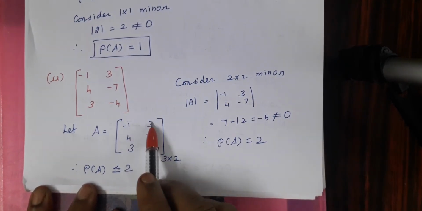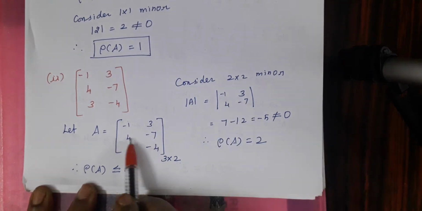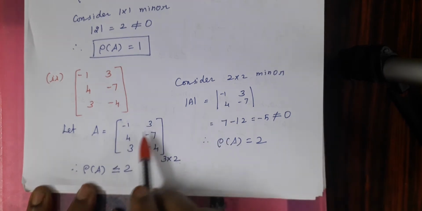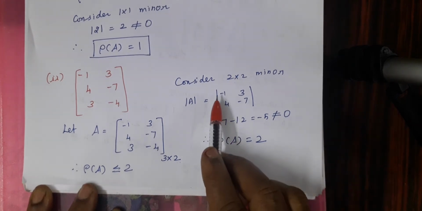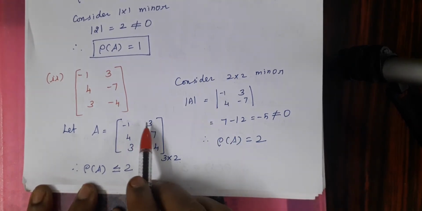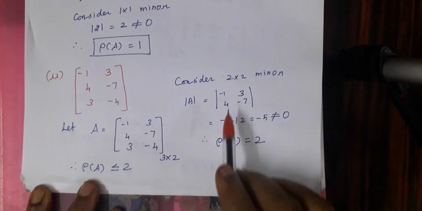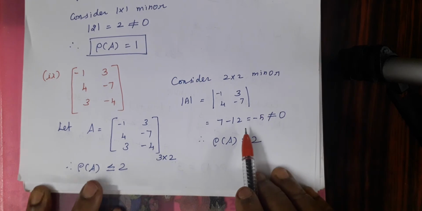You take any box, like minus 1, 3, 4, minus 7, or 4, minus 7, 3, minus 4, or minus 1, 3, 3, minus 4. Take any of the 2 by 2 minors. So what is the determinant value? Write it: I will take the first, minus 1, 3, 4, minus 7. So 1 times 7 is 7, 4 times 3 is 12, minus 12. So we get the answer minus 5. That minus 5 is not equal to 0.